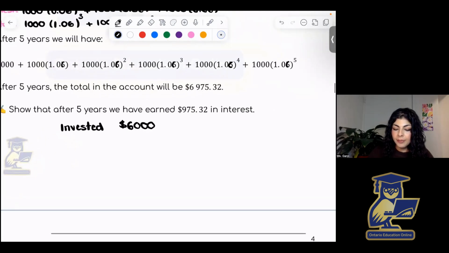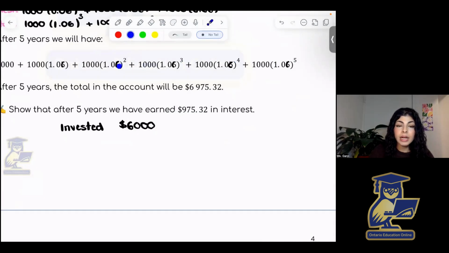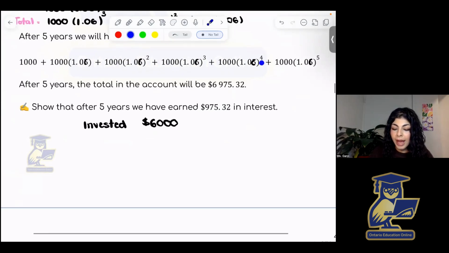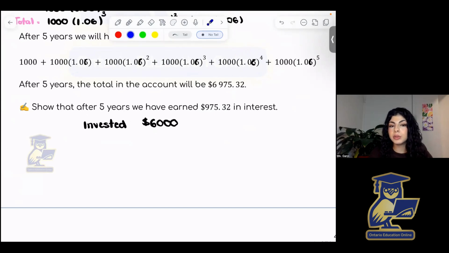And consequently, all of these powers would be subtracted by 1, because the first year, you have no money in the account, so you don't earn interest. So actually, you would only have five terms, but here it was different because we already started with $1,000 in the account.